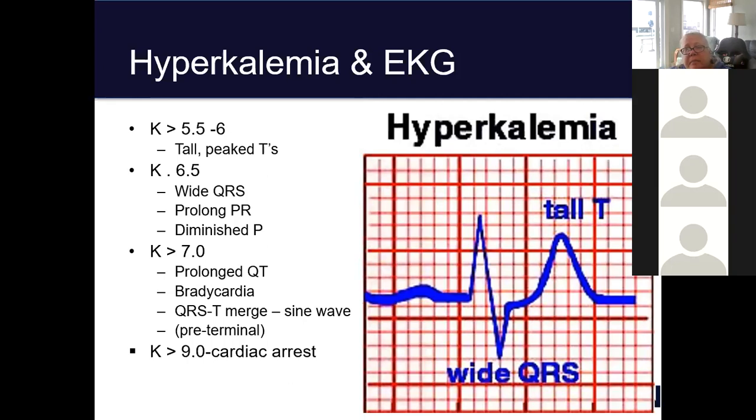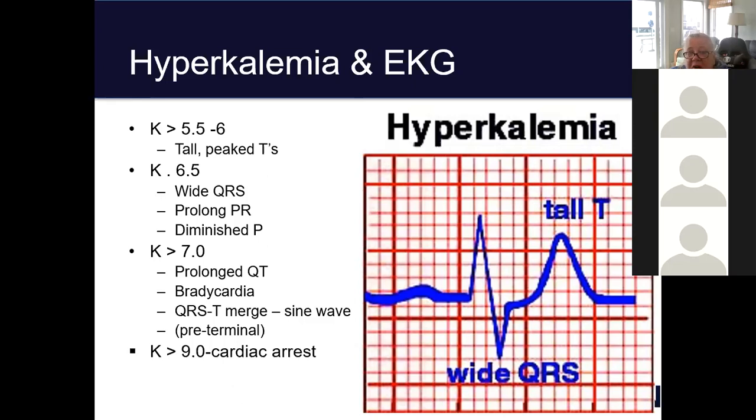Hyperkalemia, big, tall, peaked T waves. Again, we haven't gotten to EKGs yet, but these are the sorts of things that we look for when we are reading EKGs. Wide QRSs, the higher the potassium gets, the worse things get. Prolonged QT wave is very ominous.